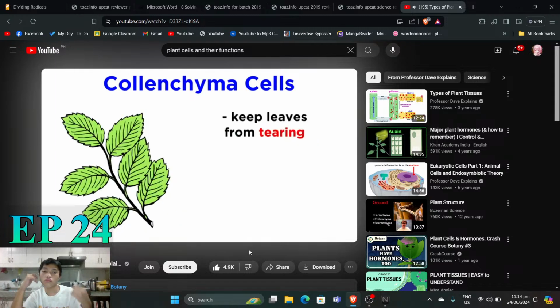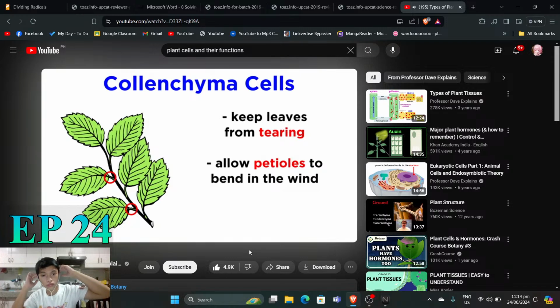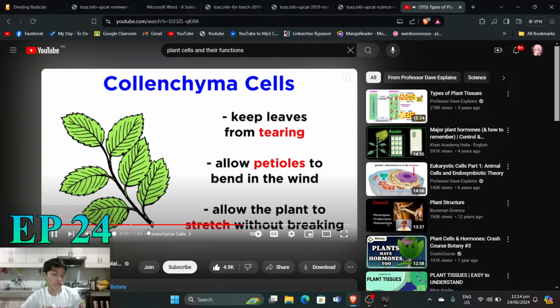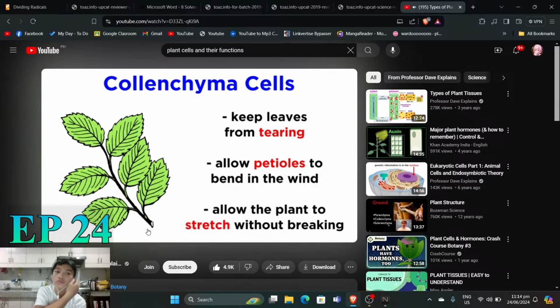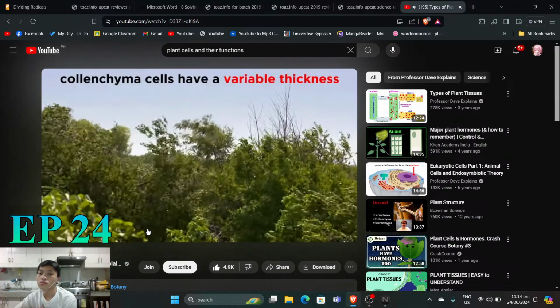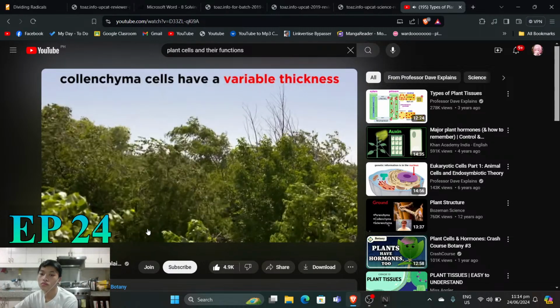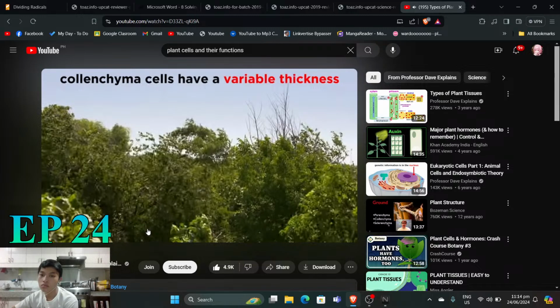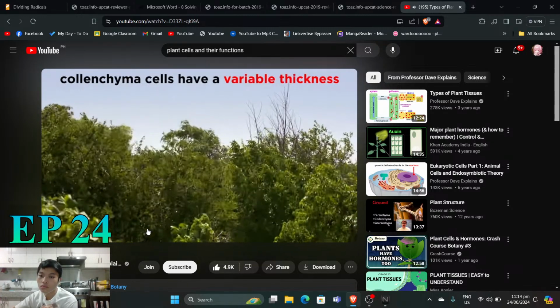Groups of collenchyma cells can keep leaves from tearing, allow petioles, which are the little stems on the ends of leaves, to bend and flex in the breeze, and essentially give the plant some room to stretch without breaking. What's really amazing is that plants which experience a lot of bending due to wind or even artificial disturbance from a scientific researcher have parenchyma cells that can be up to twice as thick as normal.